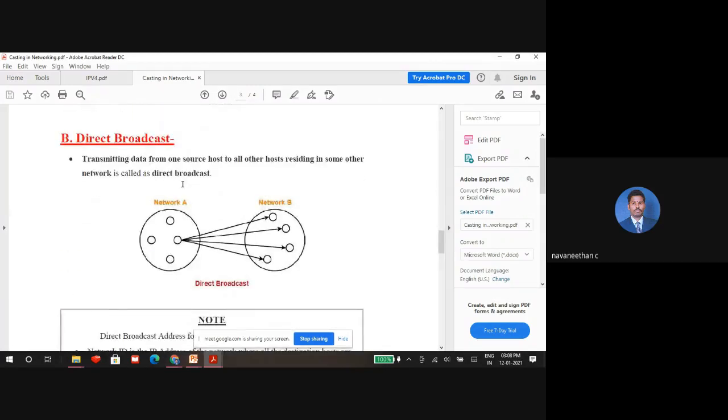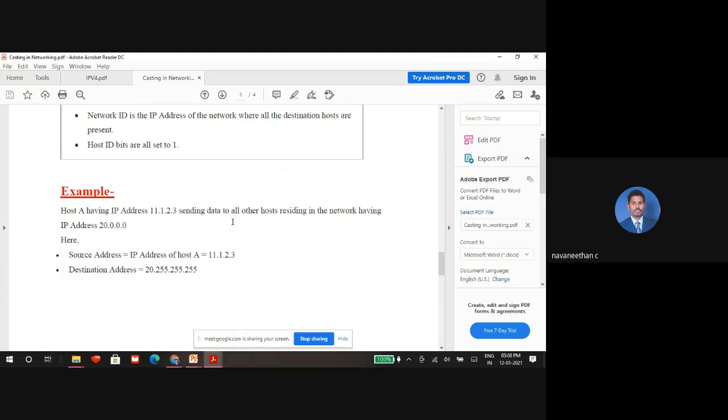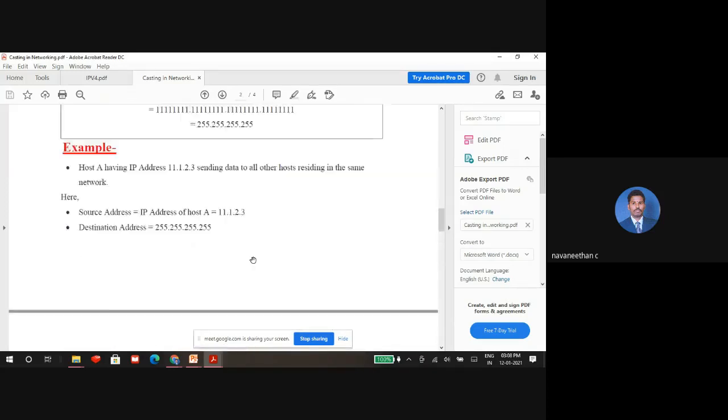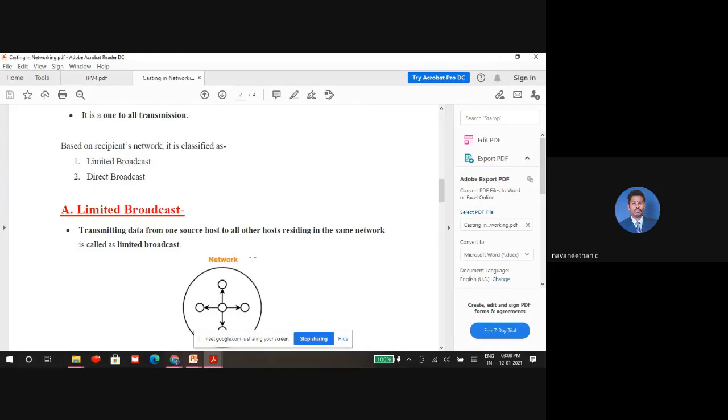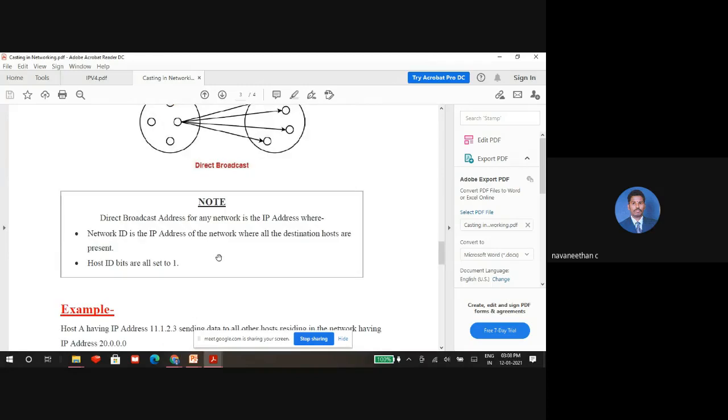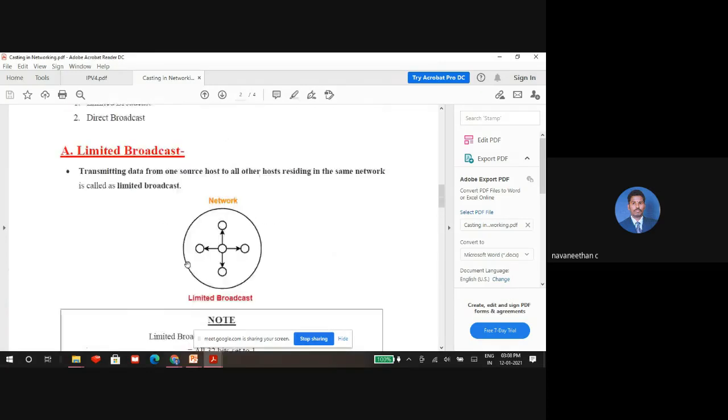Then the next one is direct broadcast. Again, you have to remember this. What do we mean by direct broadcast? It has to be with respect to another network. If it is with respect to the same network, that is the previous one, limited broadcast. If it is not the same network, then it is called direct broadcast. The definition: transmitting data from one source to hosts residing in another network is called direct broadcast. Just keep in mind, if all bits are set to 1, it comes under either limited or direct.